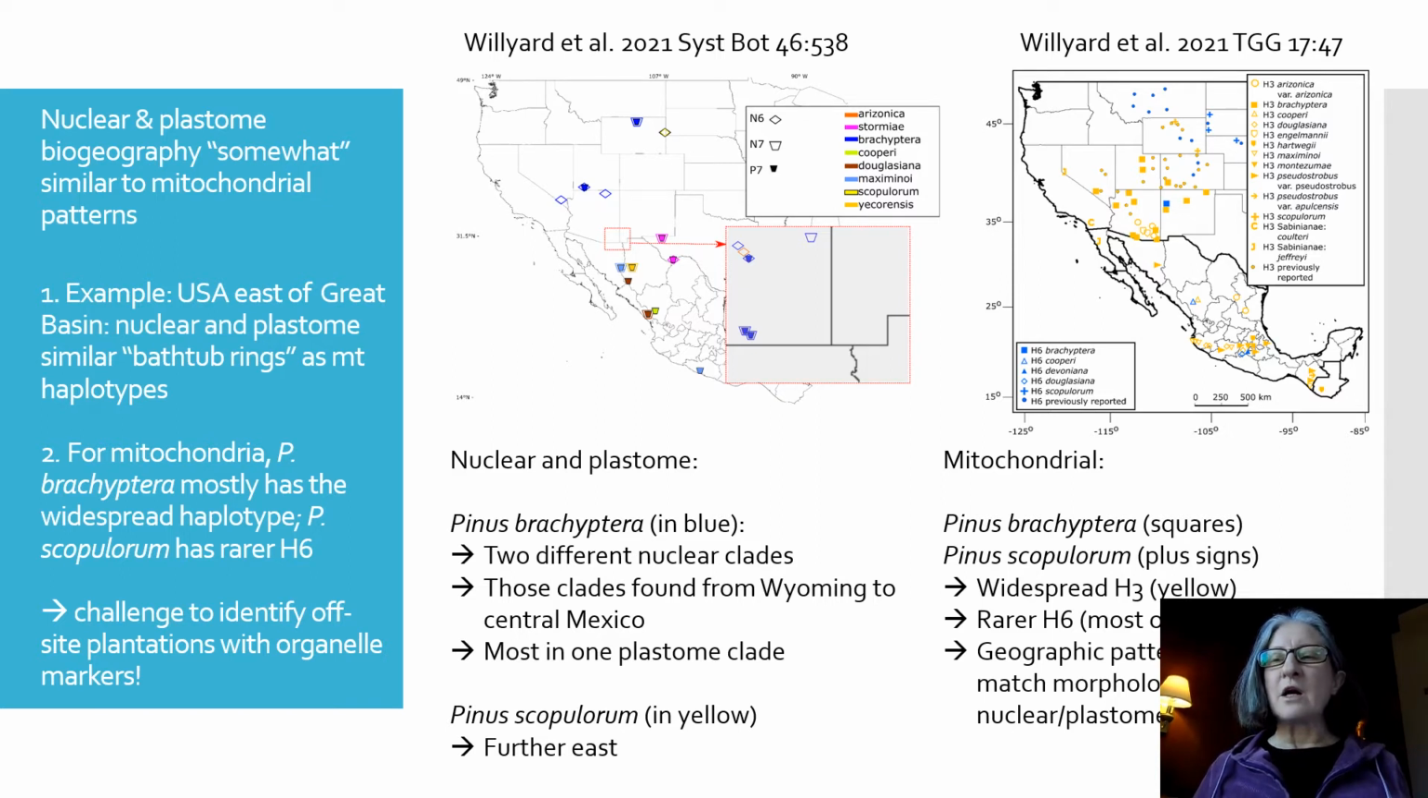The scopulorum plus signs have the divergent H6, and that's also been reported up here in some samples that we don't know whether they should be assigned to scopulorum or brachyptera. The other thing I'll tell you is that the extent of mixing is unknown. This is an example in New Mexico where a population you would assign to brachyptera based on morphology and on nuclear and plastid resolution is carrying the H6 haplotype.